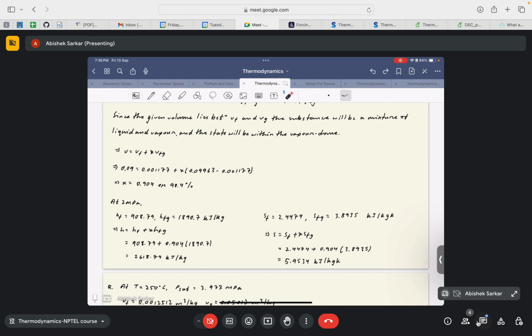Entropy also we can find out similarly, but let us just leave it in this case because we have not defined it.